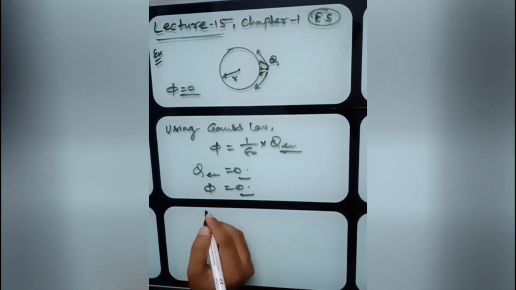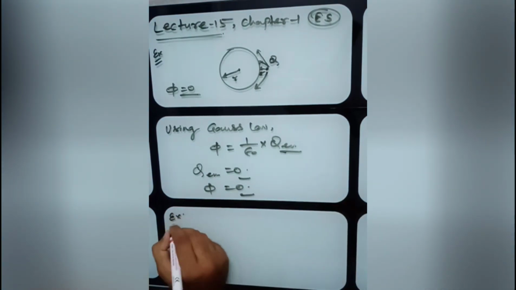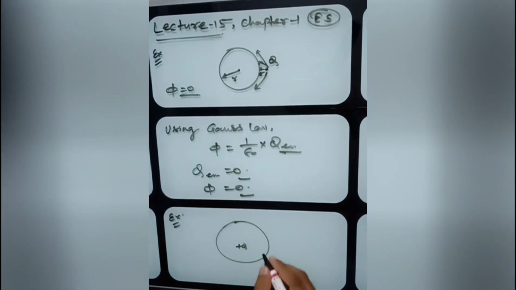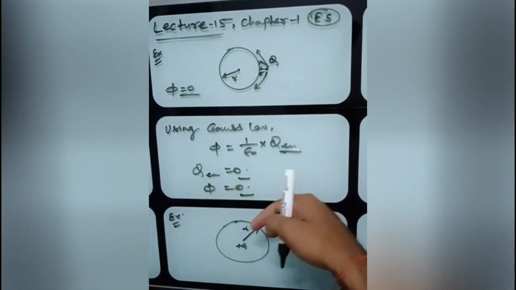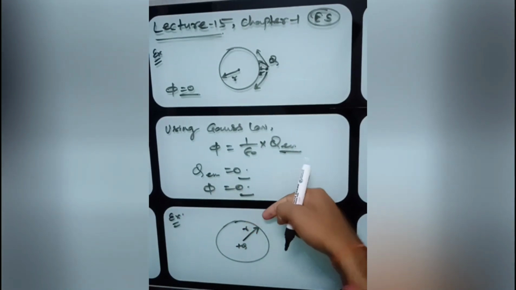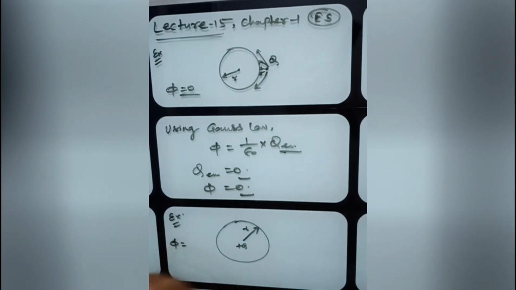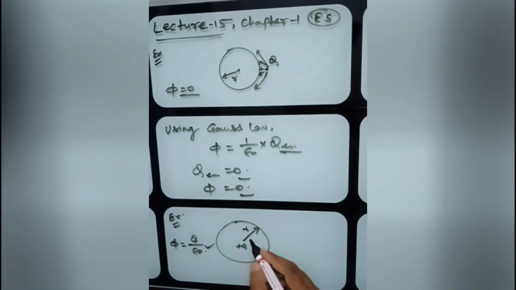Okay, students. Now another question, that is the example. If a charge q is enclosed by a sphere of radius r, now you have been asked to find the flux through this particular sphere. What will be the flux through this sphere? The flux phi, it's very easy. You can write q by epsilon naught. Yes, this is the answer for radius r.